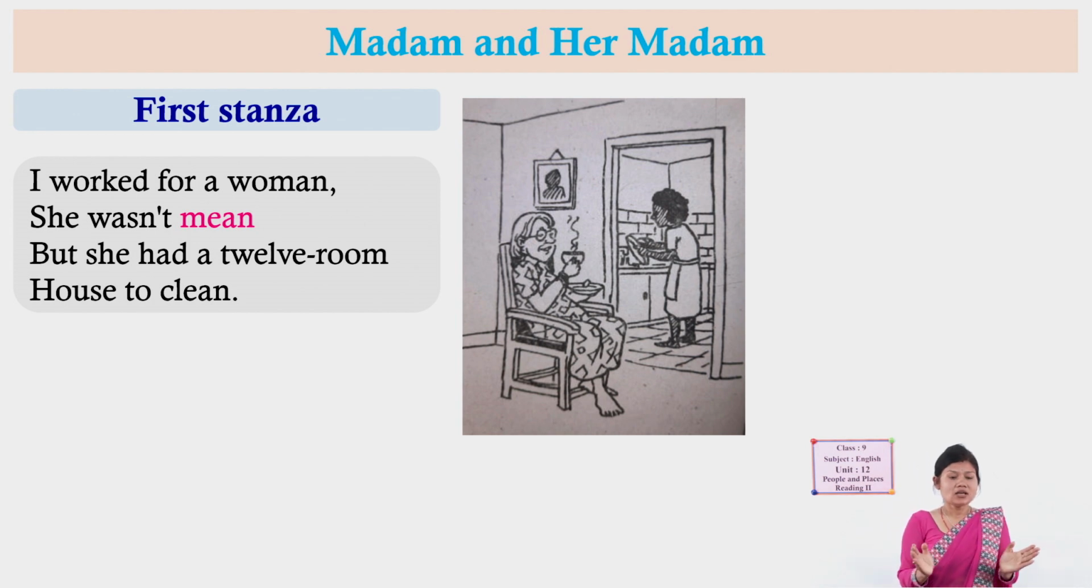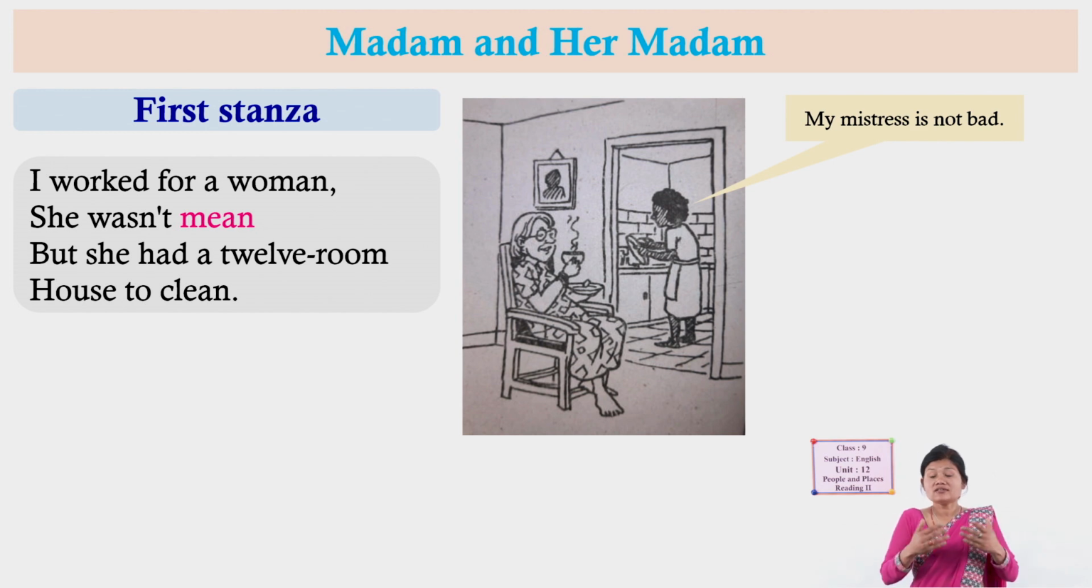So, simply, this first stanza is written from the point of view of the servant, as you see in the picture. Yes, you were correct while guessing in the previous slide. Actually, the relationship between these two women is a house owner and a servant. So the servant narrates her story here: where she works and what she has to do.